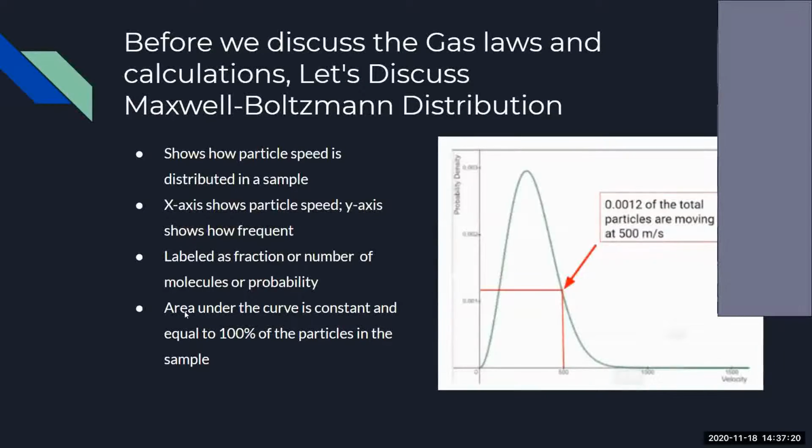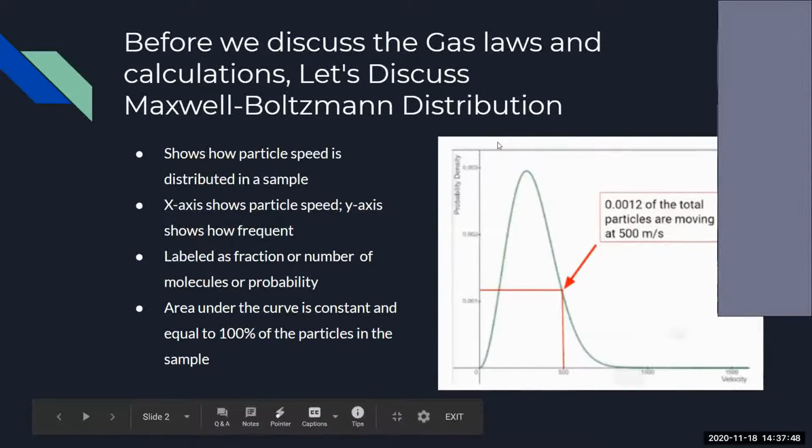And then the area under the curve is constant. No matter what, if I have a slow or a fast, hot or cold gas, I'm going to have the same area underneath. I'm not necessarily going to have the same shape, but if I were to take the area of this and of another graph showing the distribution, it would be the same area, okay? Because it represents 100% of the particles.